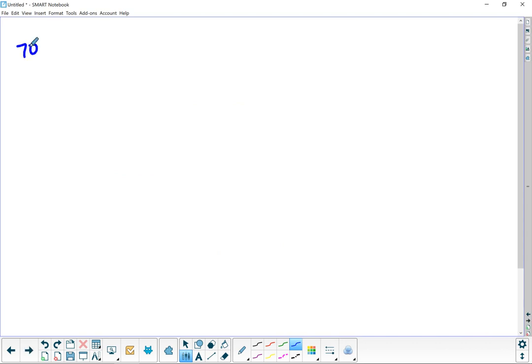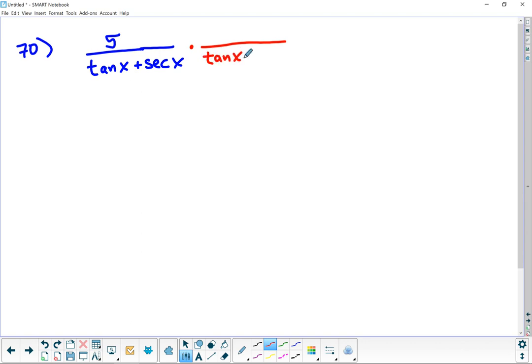70. 5 over tangent x plus secant x. Okay. Again, we're going to use the same idea. We need to go ahead and do the conjugate, which is tangent x minus secant x. And if I do it to the bottom, I have to do it to the top. Tangent x minus secant x.